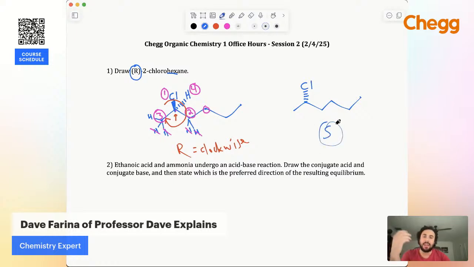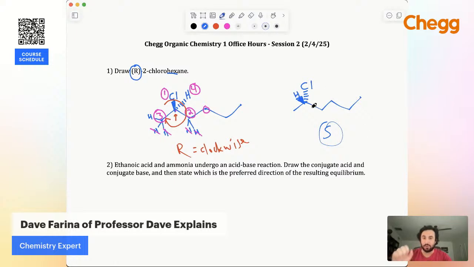And so it gets a little trickier here when you have the lowest priority group facing you. So remember that the implied hydrogen would therefore be on the wedge bond. You can do a couple of things. You can either pretend that you're on the other side of the molecule, or equivalently, you could, in your mind, flip the molecule onto the other side. A lot of people have trouble with that kind of spatial reasoning.